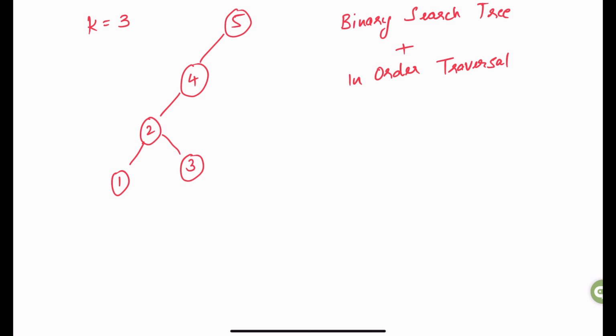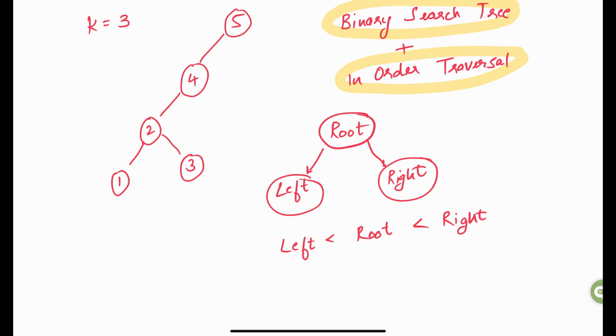The optimized way to solve this problem is to use the properties of a binary search tree and then use in-order traversal. In a binary search tree, the value of the left node is always going to be less than the root node, and the value of the root node is always going to be less than the right node. And if we use the in-order traversal, we first process the left node, followed by the root node, and then the right node.